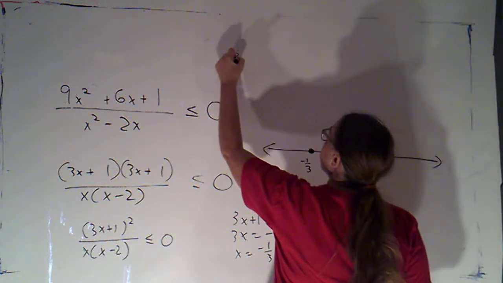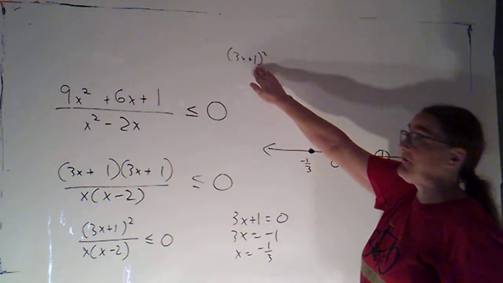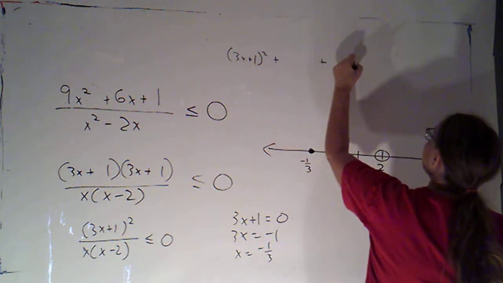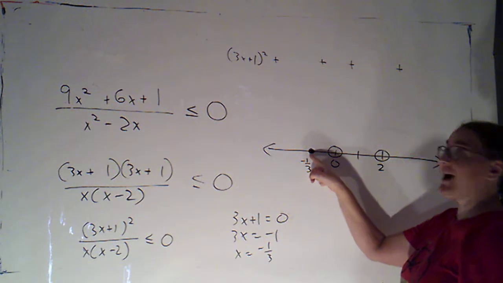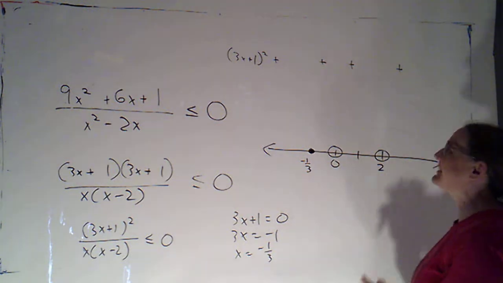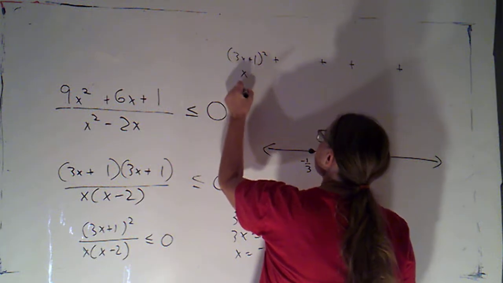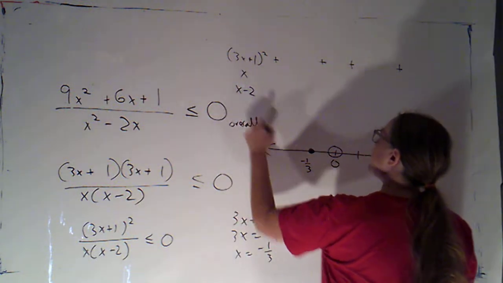and now I'm just going to write down what my factors were. So we've got 3x plus 1 squared. That's very important because the fact that we're squaring it actually means I can go ahead and fill out that it's going to be positive on each one of these intervals. The only time it's not positive is when it's 0 at exactly negative 1/3. And then we've got x and x minus 2. And then we'll look at the overall sign.